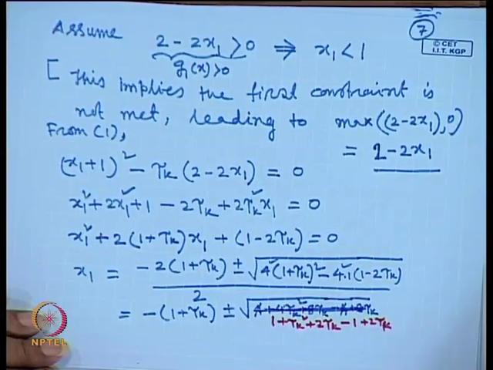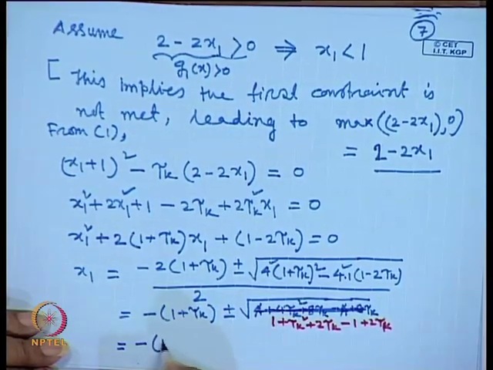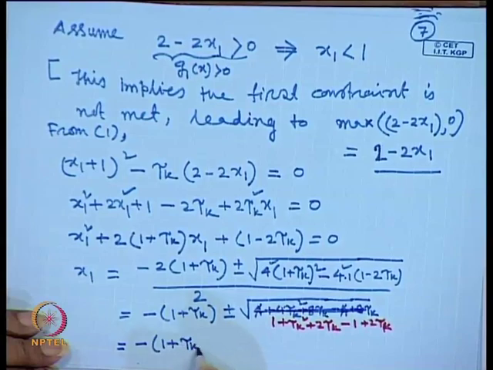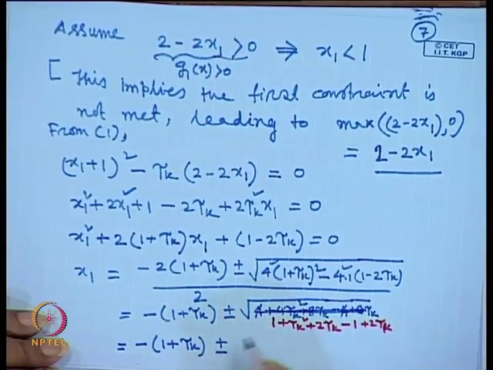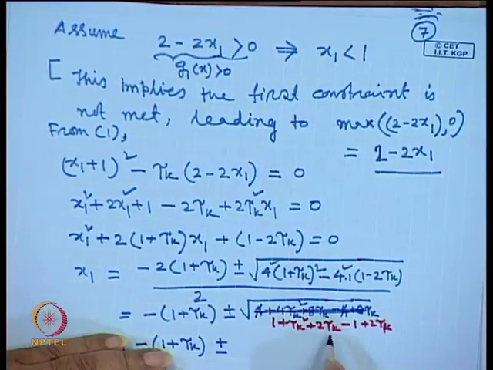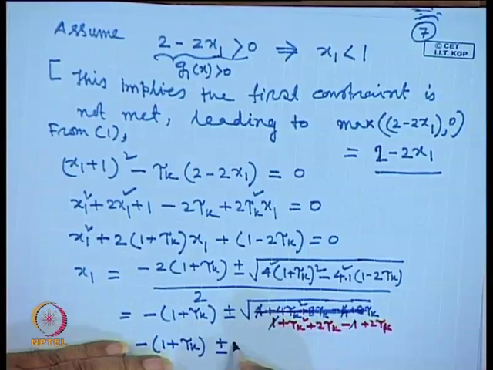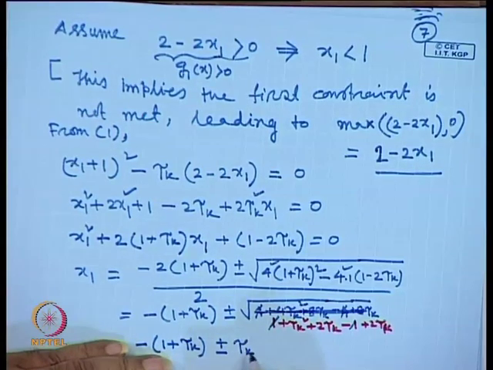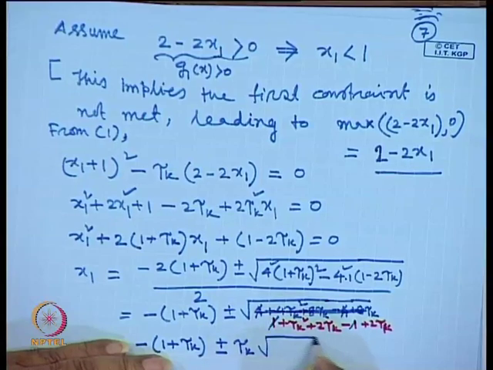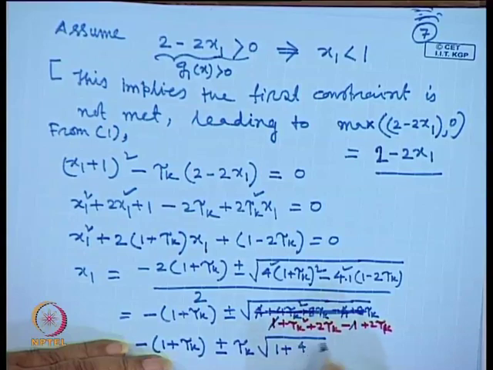Agree? So, ultimately I will get 1 minus 1 plus tau k plus minus, tau square, this cancelled. So, tau square is there. So, tau k, and you will get root over 1 plus 4 tau k.